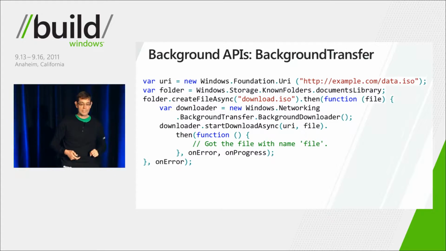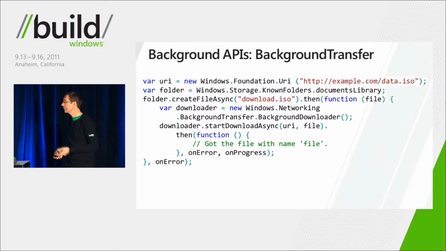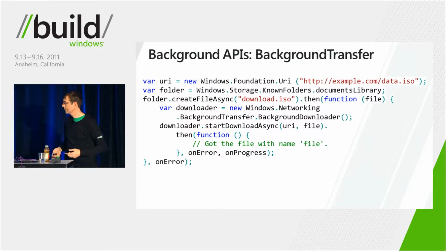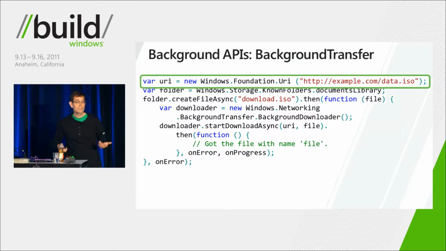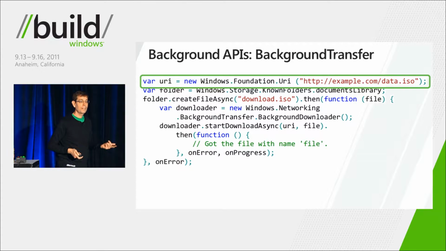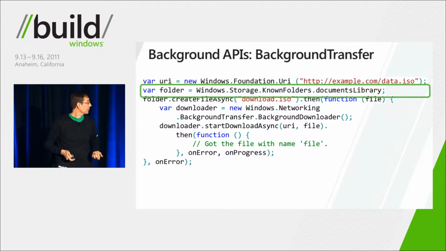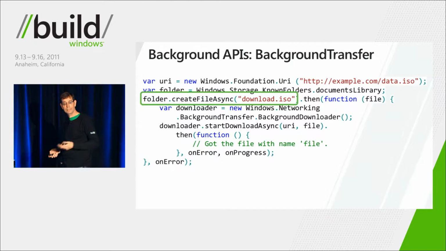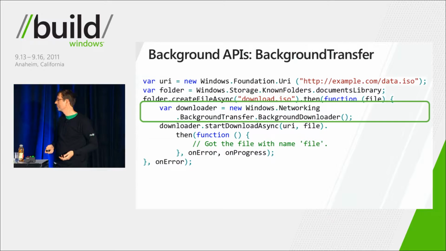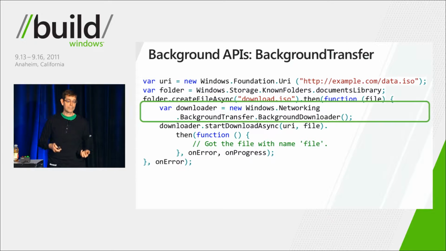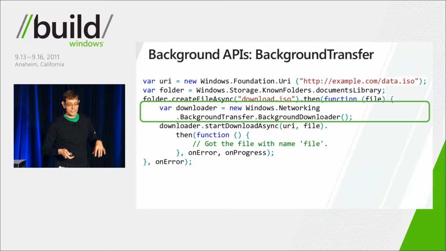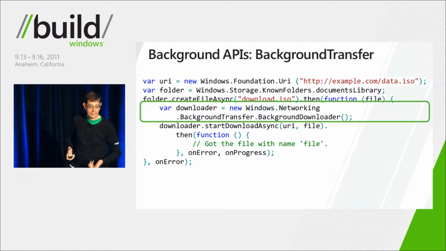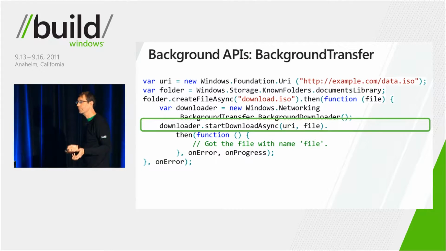It's called background transfer. And if you've just been looking at this code up here, I mean, it's a download from a URL to a file, right? So you have a URI. You pick the file you want to download to. In this case, I'm downloading from data.iso to download.iso. Once it's made a file, you make your downloader a Windows networking background transfer, background downloader. Once you make that object, you say start download from the URL to the file.